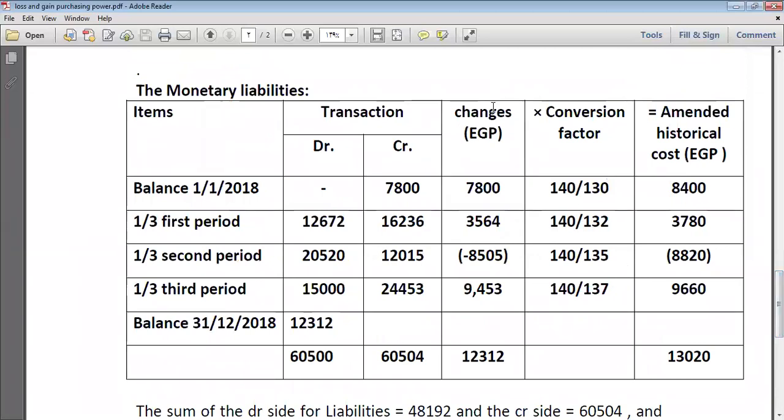اوكي then we should get changes. طيب changes هجيبه ازاي؟ credit minus debit، لاني النيتشر اوف liabilities credit، يبقى هبدأ بالcredit minus الديبت. 7,800 minus 0 يديني 7,800. اوكي، يبقى انا هنا في اللايبيليتيز هبدا من كريدت minus الديبت and so on times الكونفرجن فاكتور.